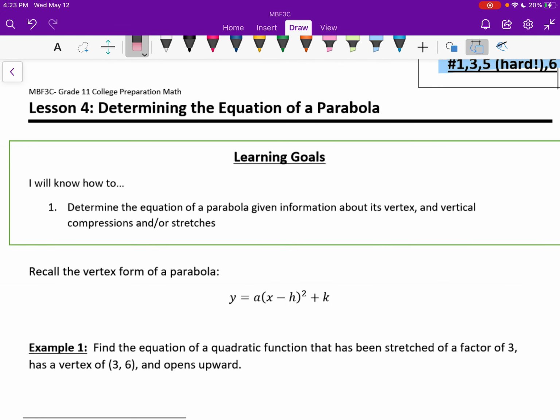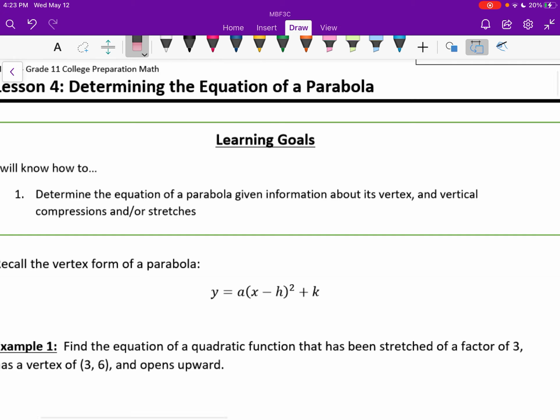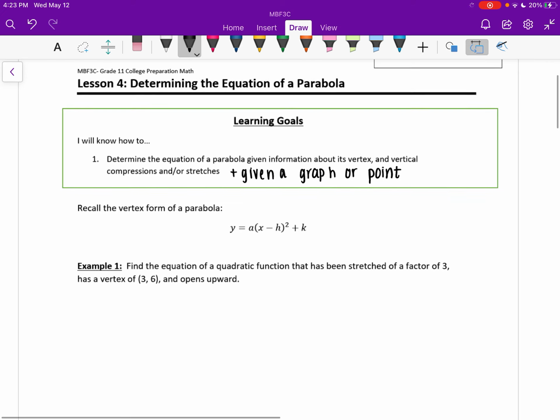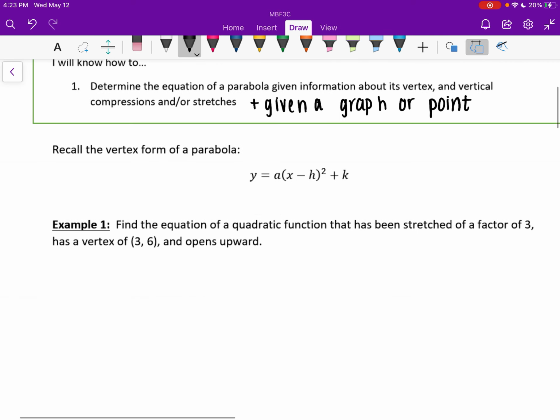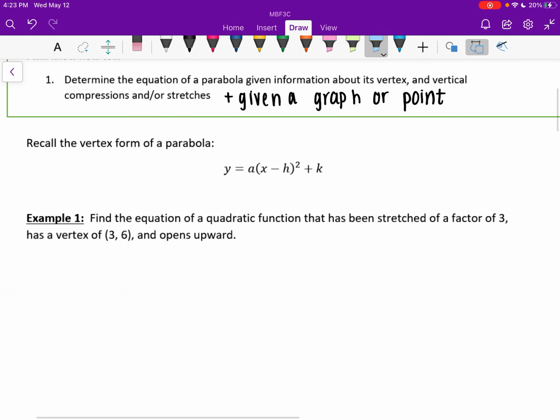This lesson's pretty straightforward. We're going to be determining the equation of a parabola. The only learning goal for this one is you're going to determine the equation of a parabola given information about its vertex, any vertical stretches or compressions that it might have, and also, I forgot to add one thing, given a graph or point. Basically you're going to be given some information and you're going to be able to determine that equation.